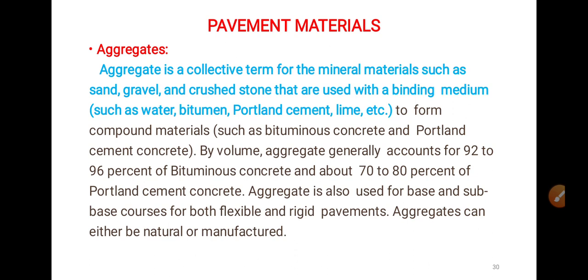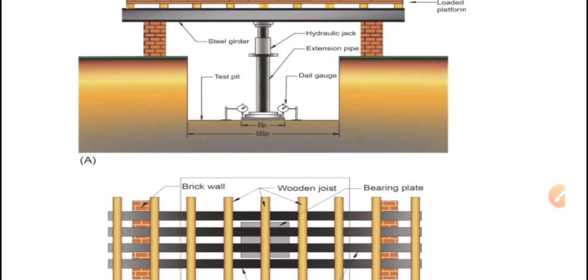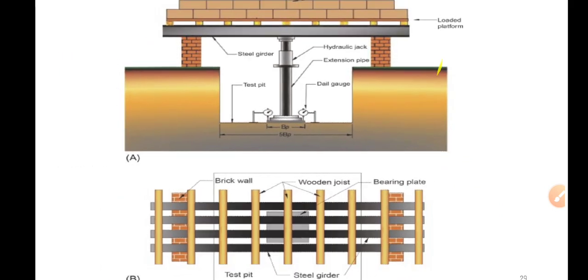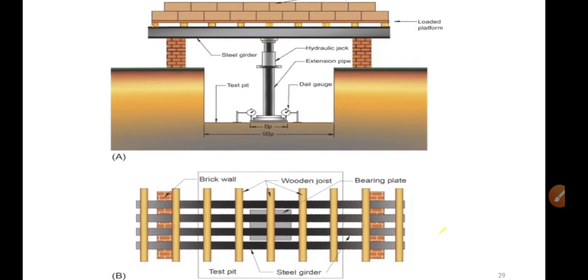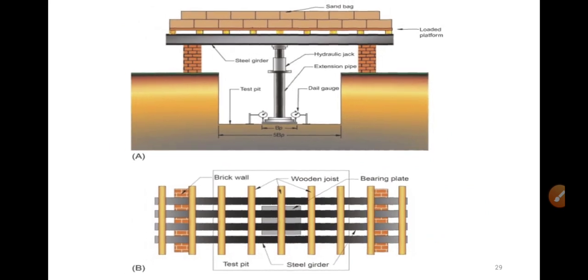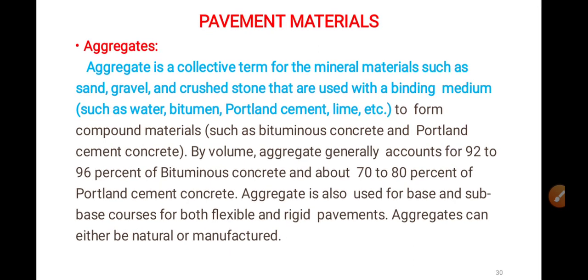In the last class, we completed the plate load test and CBR test in detail, with specifications, results, and the graphs required to be plotted to evaluate the CBR value and the modulus of subgrade reaction from the plate load test. Today we will see the different tests conducted on other basic materials used in construction, such as aggregates.